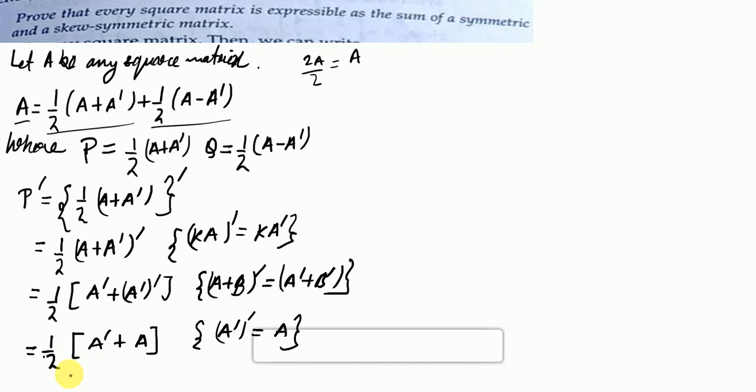And now this is equal to what? P. अरे ये तो P की वैल्यू आ गई, 1/2 (A plus A dash), बस ऑर्डर ही चेंज है बाकी सब तो सेम है. So therefore P dash is equal to P, and P is symmetric.